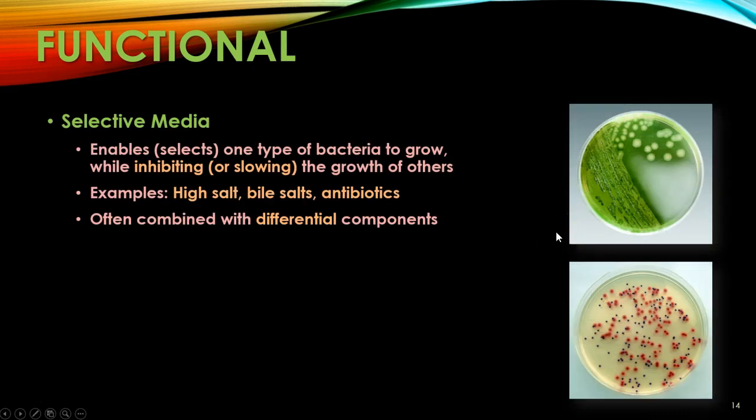Another type of functional media is called selective media. This is where we are going to use a particular agar to enhance the growth of one bacteria but prevent the growth of some other kind. And there can be any number of selective agents in here. I listed high salt. If we're trying to isolate staph, which grows on our skin, a little bit saltier than other parts of our body, you could think of it that way. And so it does grow at higher salt, but that inhibits the growth of a lot of other bacteria.